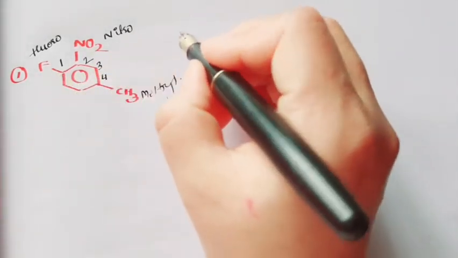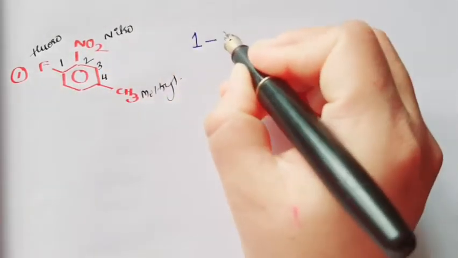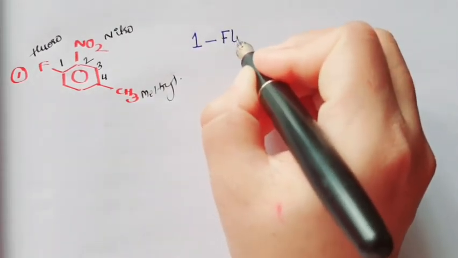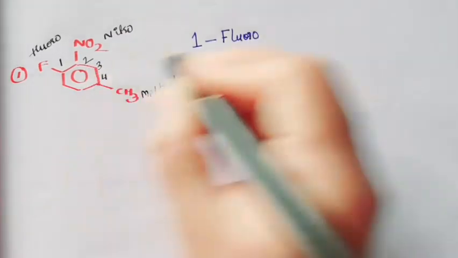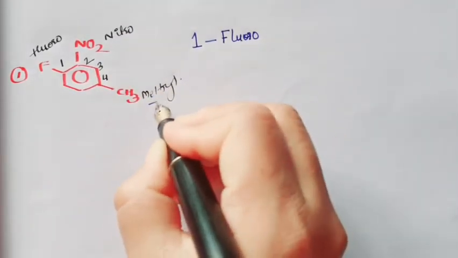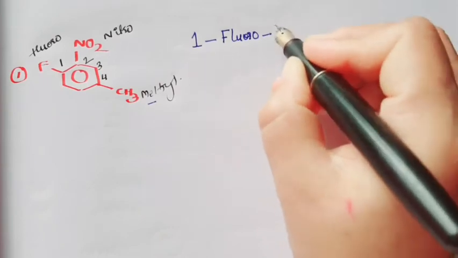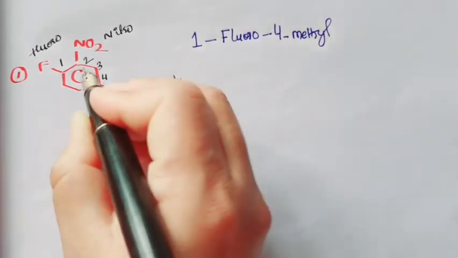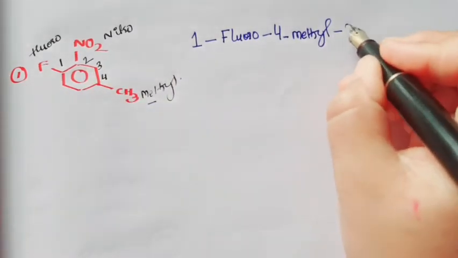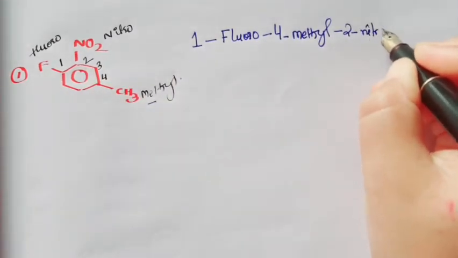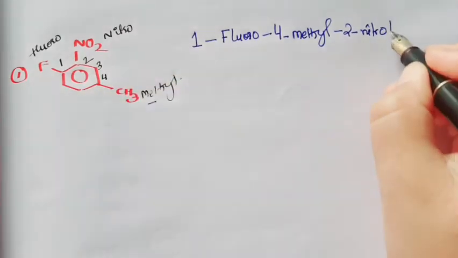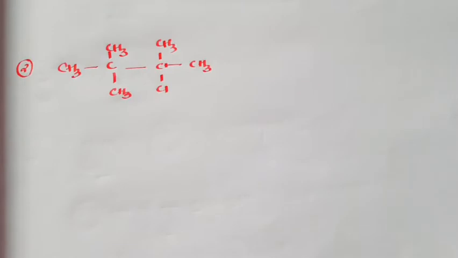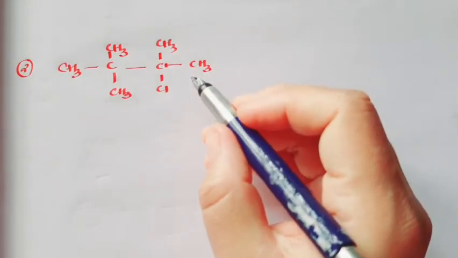So position of fluoro is 1. You have to name in alphabetical order. So fluoro, then after fluoro comes methyl, right? What is the position of methyl? 4, so 4-methyl. Then next is nitro, right? What is its position? 2, so 2-nitro, and this ring is a benzene ring, so we write benzene. Okay sir? Now let us write the IUPAC name of this compound.